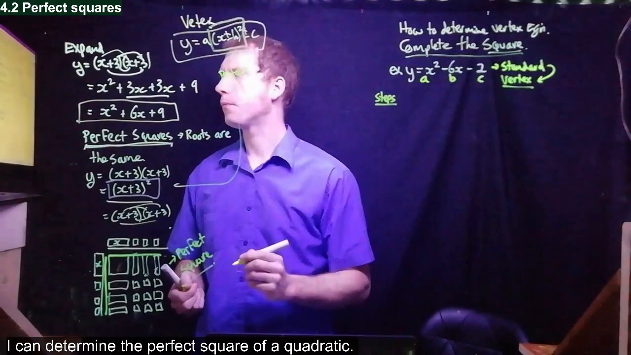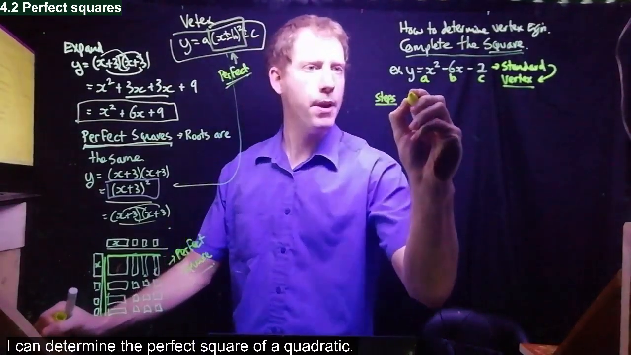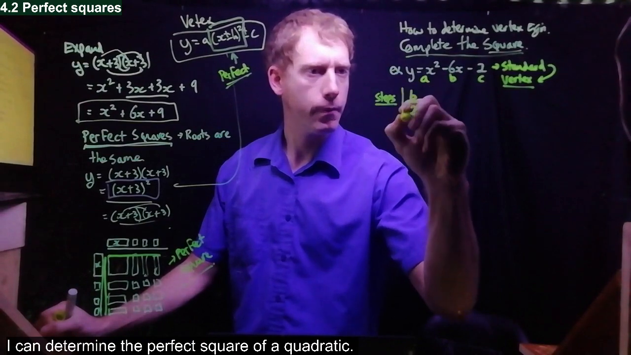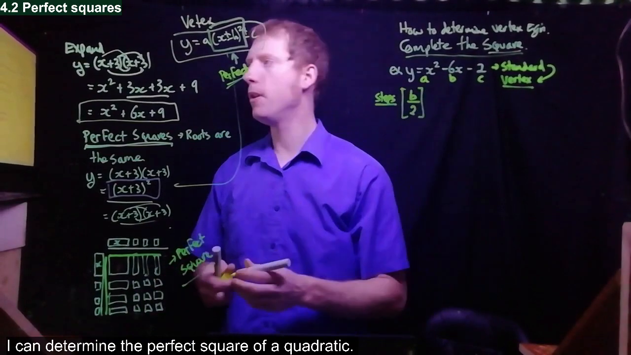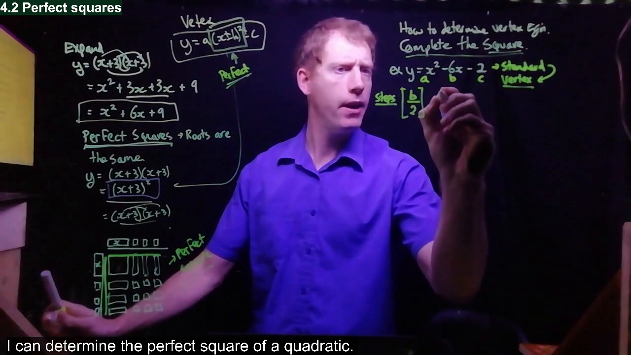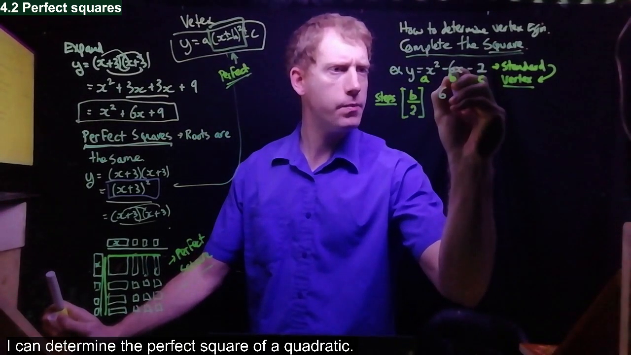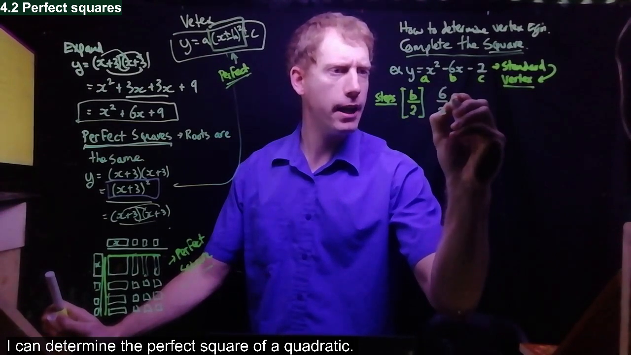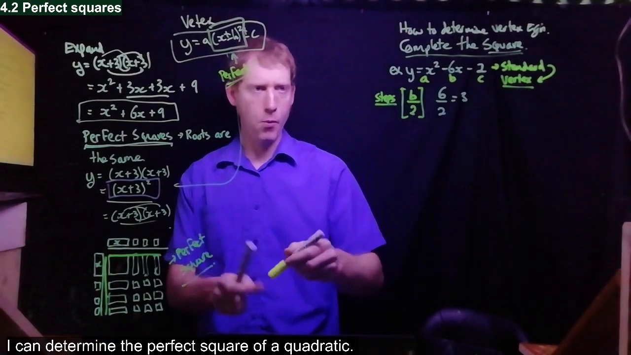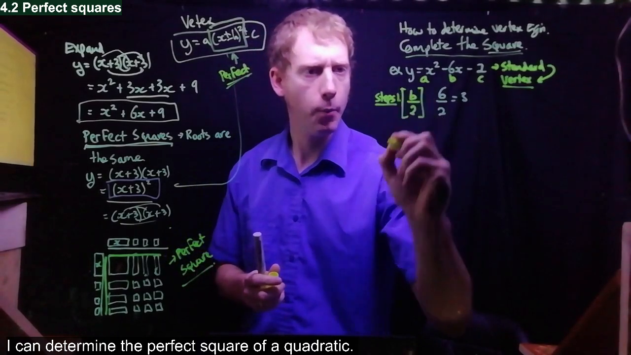Step number 1. You're going to take your middle term and divide it by 2. Okay? Take your middle term and divide it by 2. So in this case, we have 6 as B, divided by 2, we're going to get equal to 3. That's step 1 of completing the square.